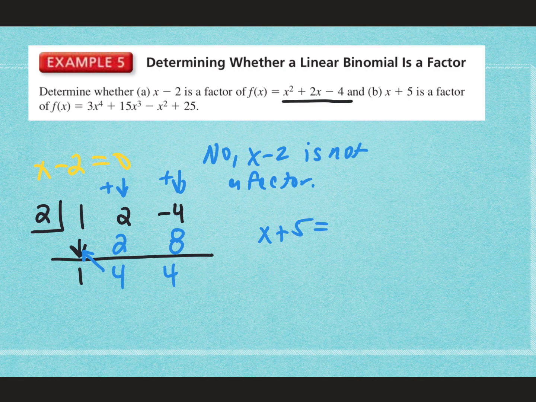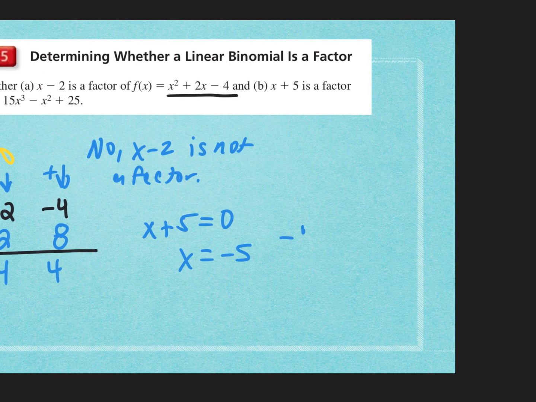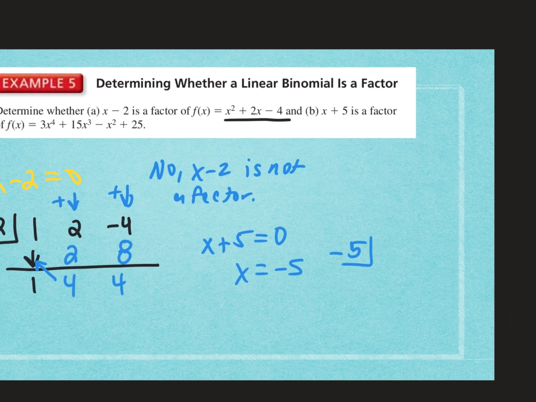Well, what am I going to synthetically divide with? What is x going to equal? Negative 5. That's going to go in my corner. So negative 5. Now I write the coefficients of my polynomial.